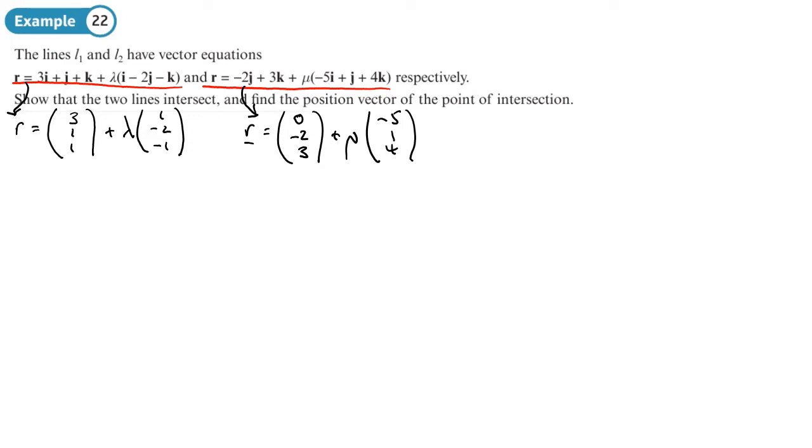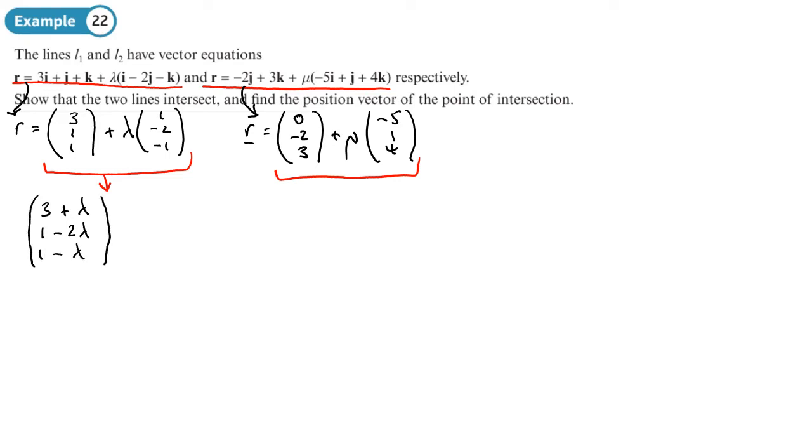So what we do is basically put this and this into one bracket. So if I do that, I will get 3 plus lambda in the top line, 1 minus 2 lambda on the second line, and then 1 minus lambda on the third line. Okay, I'm going to set that equal to, and we're making it equal to each other because we want to see if they intersect. And then what we'll have here is I'll actually write 0 minus 5 mu, and then negative 2 plus mu, and then 3 plus 4 mu. Okay, so that came from this.